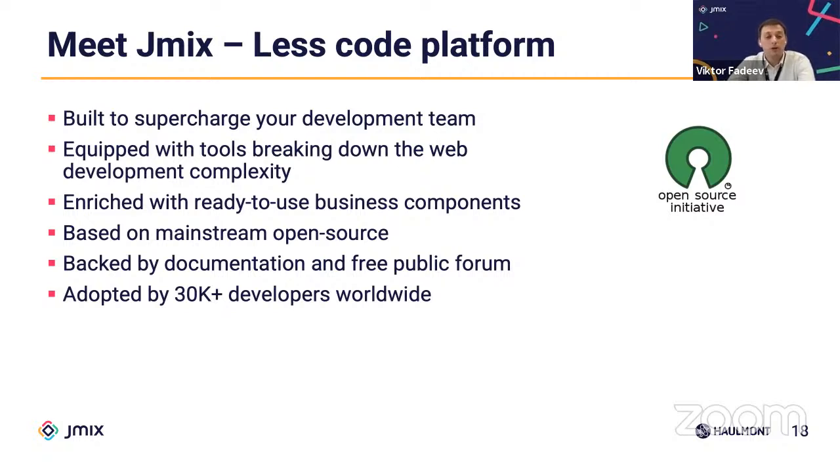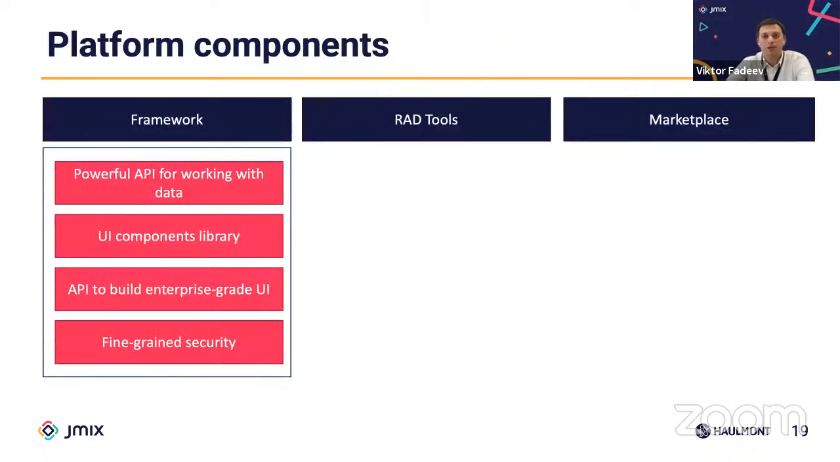To give you an overview of the Jmix components, I just made three major sections, which we usually deliver to our customers. The first one is the framework. You know that the framework is the open source core, which includes a powerful API for working with data. It really simplifies various operations above Spring Boot and makes it easier for developers to handle it.